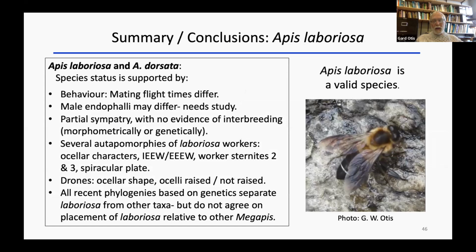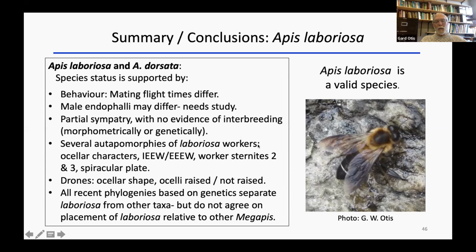So there's our data. There's what we have so far. You can tell that we still need to beef up some of the sample sizes, and it's a work in progress. But the conclusions at this point, if we compare Laboriosa and Dorsada, I don't think there's any question Laboriosa is a species. We've got mating flight times that in both cases, even though in Nepal and Vietnam the Laboriosa flies at different times of day, they still don't fly close to sunset. So they seem to be reproductively isolated. It looks like the male endophallus may differ, but that needs to be verified. We have several sites where Dorsada and Laboriosa co-occur, and yet in India, from the analysis data she presented, there's no evidence of interbreeding from either the morphometric or the genetic studies.